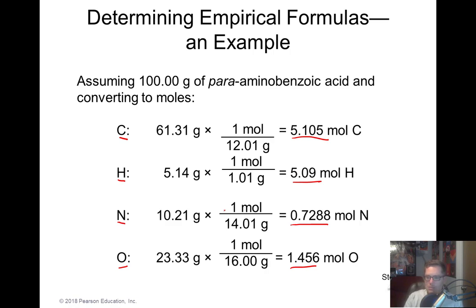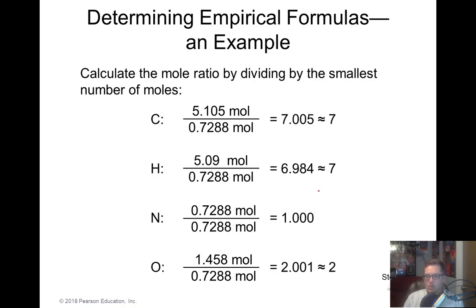Now we divide by small. What that means is we take the smallest of these mole values and divide it into all the rest of them. So the nitrogen one is our smallest one. So we'll take 5.105 divided by 0.7288. Then we'll take 5.09 divided by 0.7288, and we'll take 0.7288, etc., etc., right? Once you do that, this is what you get. So you divide them and you see what number you get.